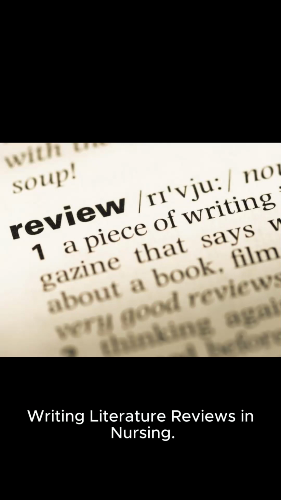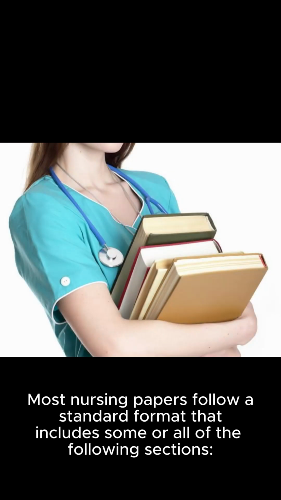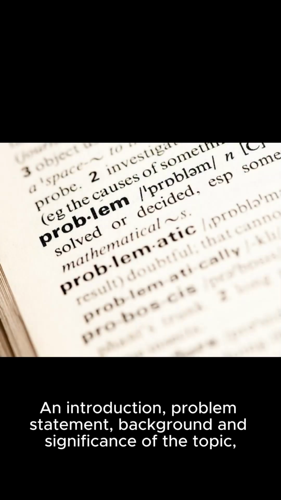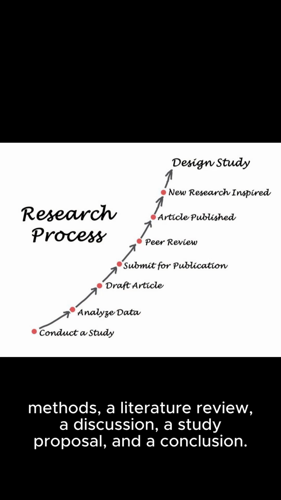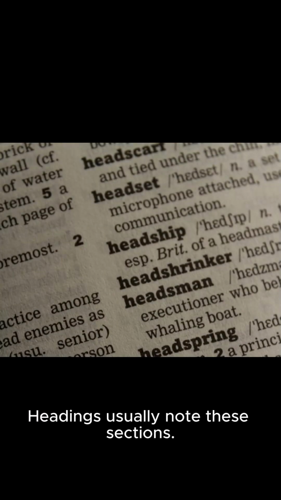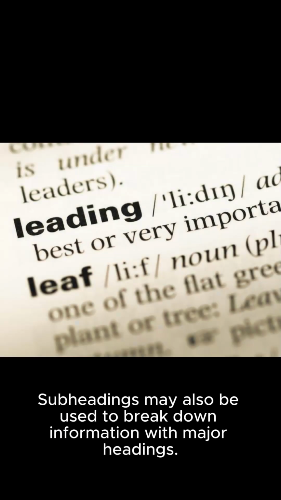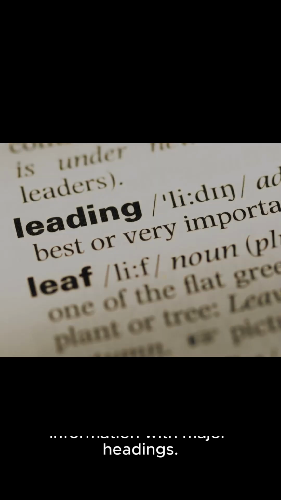Writing literature reviews in nursing. Most nursing papers follow a standard format that includes some or all of the following sections: an introduction, a problem statement, background and significance of the topic, methods, a literature review, a discussion, a study proposal, and a conclusion. Headings usually note these sections. Subheadings may also be used to break down information with major headings.